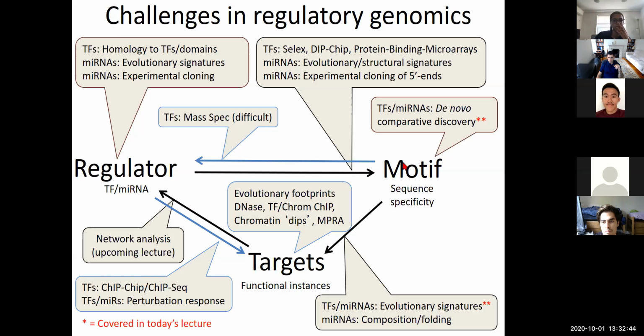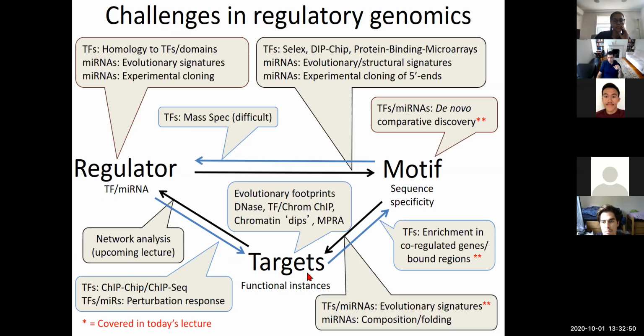If I have the motif, I can find the targets using evolutionary signatures or using composition and folding. And if I have the targets, I can infer the motif by basically looking for enrichment in co-regulated genes or bound regions. So the slide that I showed you with ABF1, that's when you know the target exactly.